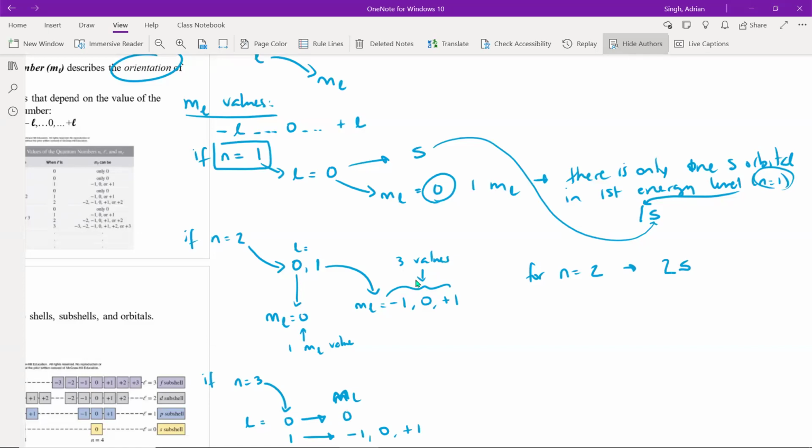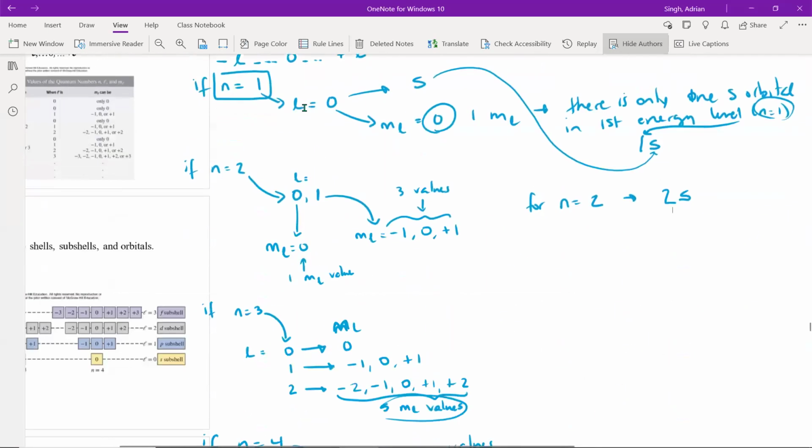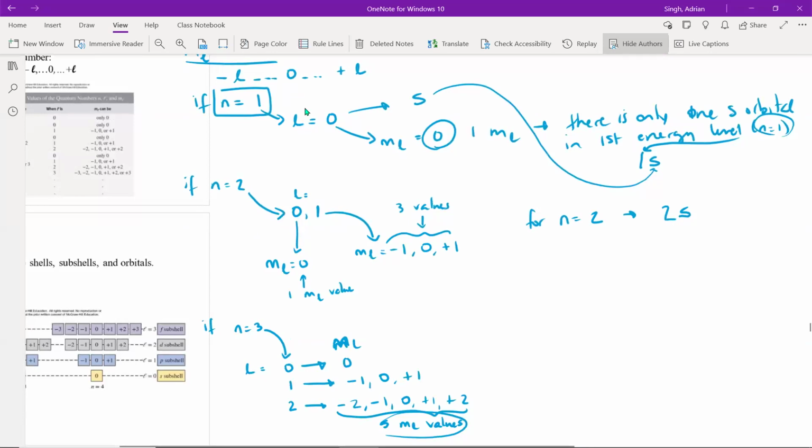But in this n equals 2, we also have L equals 1. Well, L equals 1 corresponds to a P. So now we have a P, and it's in the second energy level, so it's a 2p. And how many P orbitals do we have? Well, we have a total of 1, 2, 3 values. So we have 3 P orbitals. The way that we designate them is by using subscripts: 2p, and they're oriented along the different axes. There's a 2p along the x-axis, 2p along the y-axis, and a 2p along the z-axis.